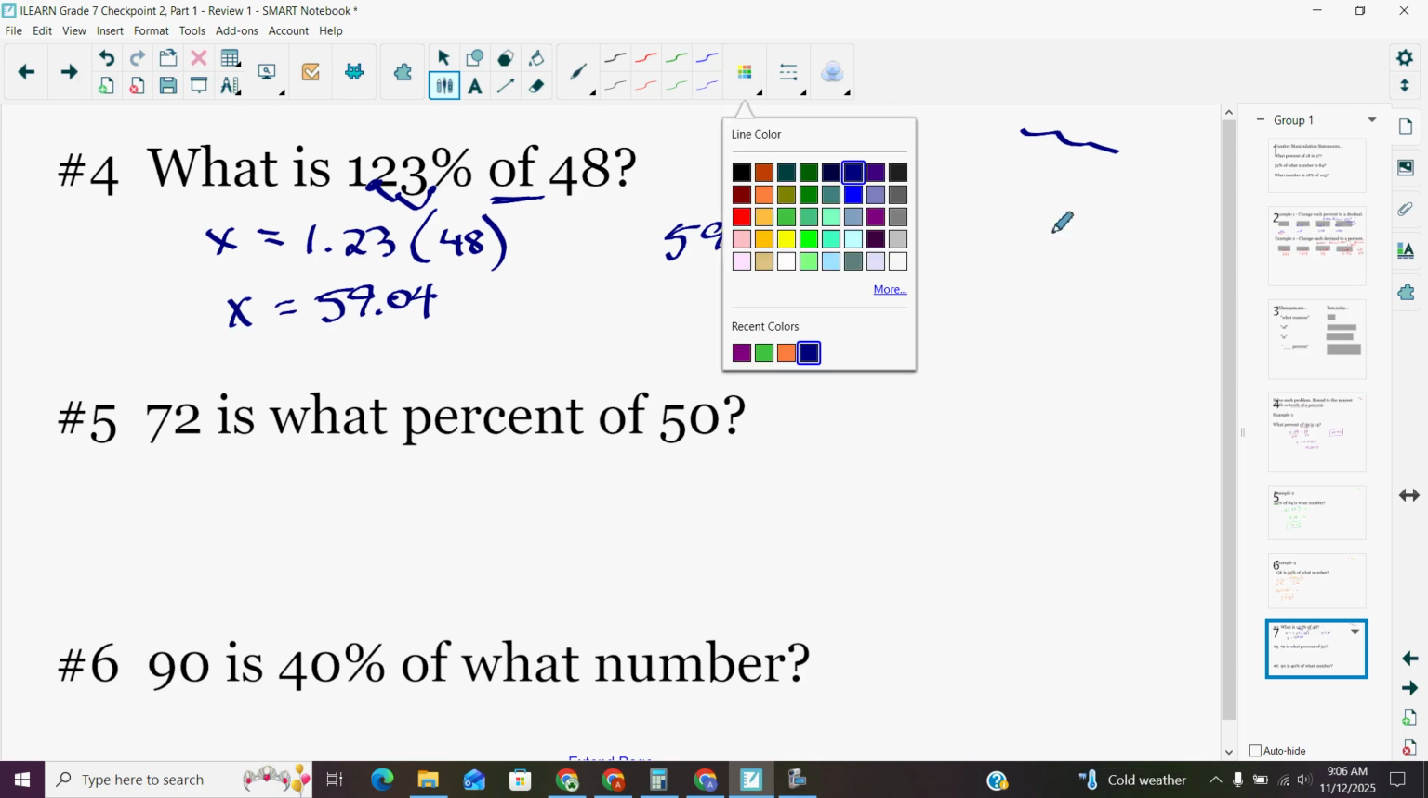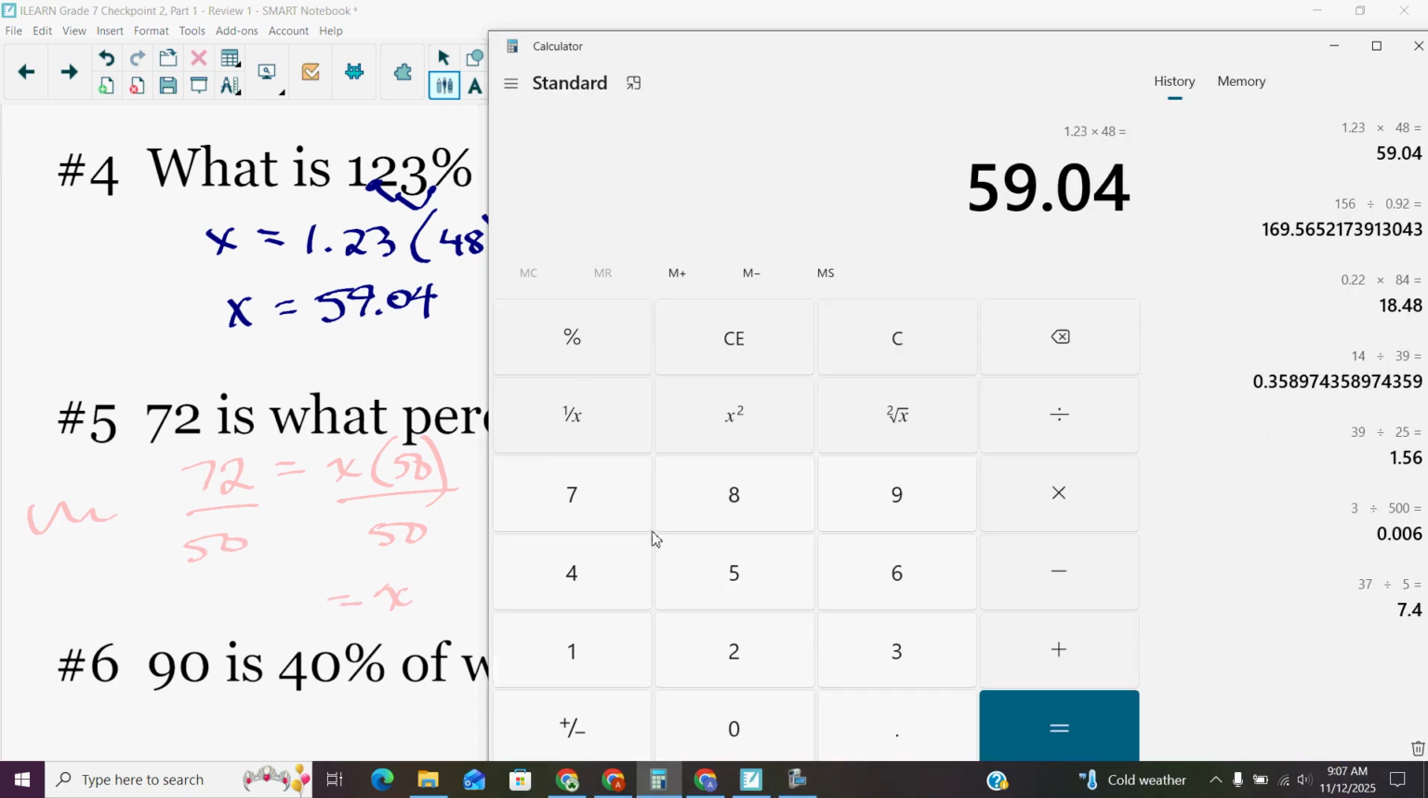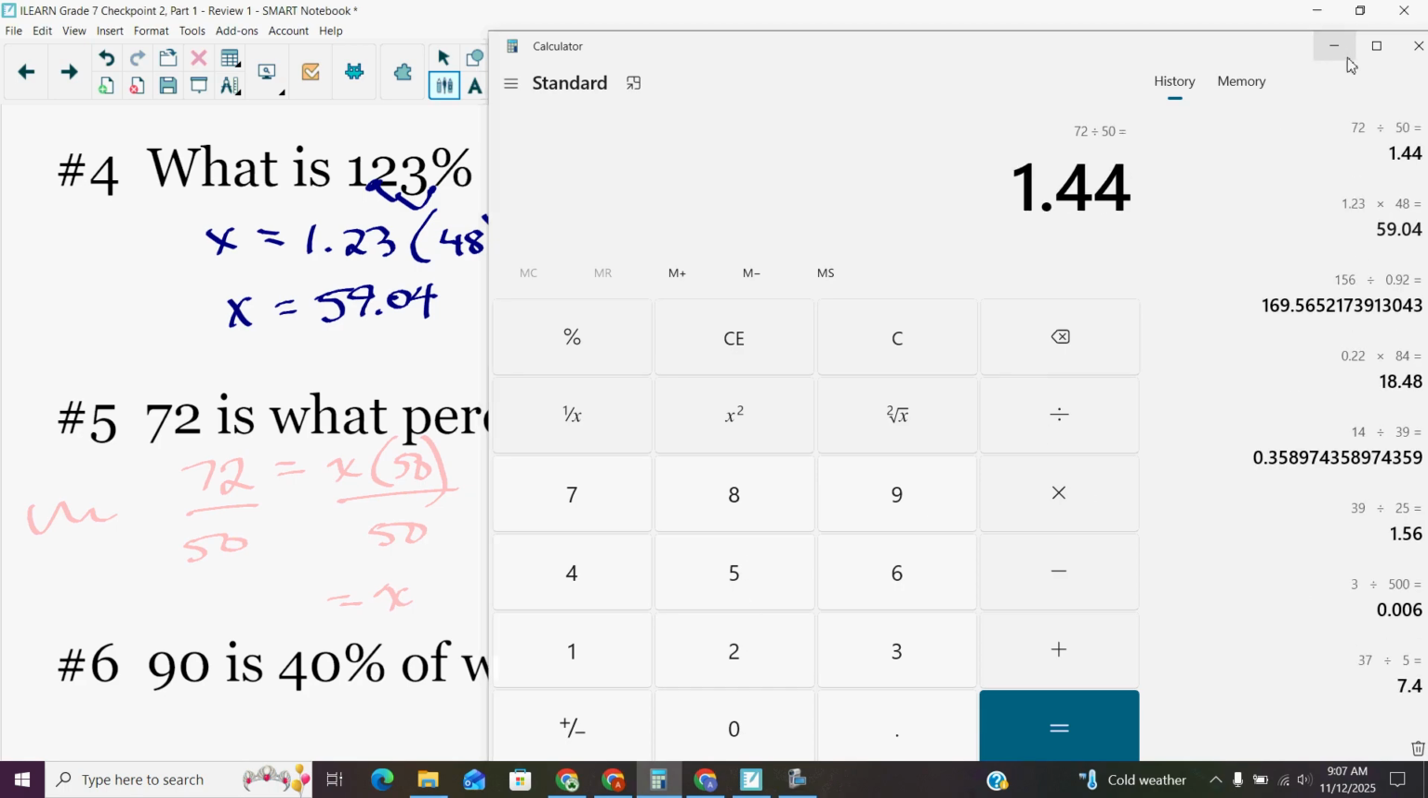Question number 5. 72 is what percent of 50? 72 is, I put equals, what percent? I'm looking for that. That's my x. Of means times 50. To get x by itself, we divide both sides by 50. X equals 72 over 50, 1.44.